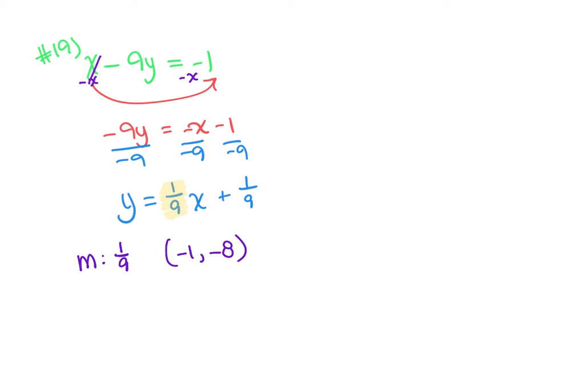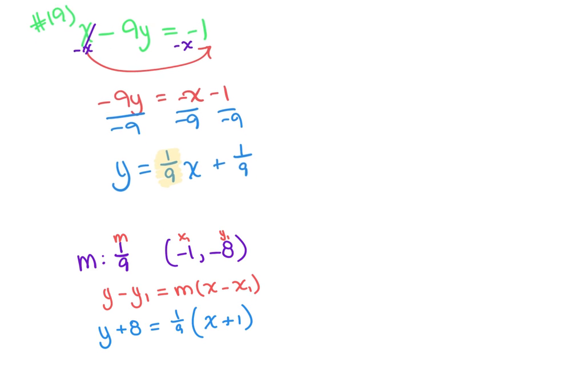So point-slope is the equation I'm going to use. You should have had your notes on this. So your point-slope looks like this. This is m, this is x1, this is y1. Just plug it in. Y minus a negative 8, that looks like plus 8, right? 1/9 is my m. X minus a negative 1 is plus 1.